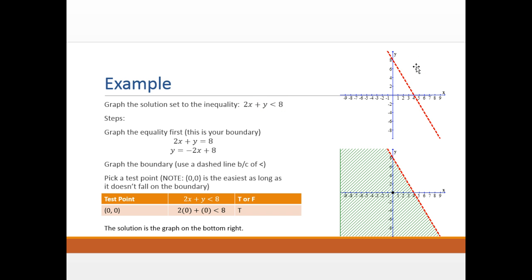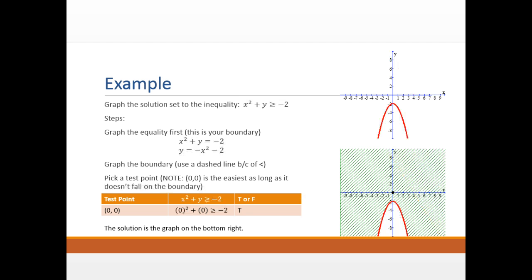Now I have to pick a test point. In all honesty, the easiest test point to always pick is (0, 0), as long as it's not on the boundary. In this case, (0, 0) is not on the boundary. So I'm going to take my test point (0, 0) and plug it into the inequality 2x plus y is less than 8. So 2 times 0 plus 0 is less than 8. So is 0 less than 8? Yes, that's a true statement. So now I'm going to shade the side of the plane that the test point is on, and notice I shaded down and to the left of the line.